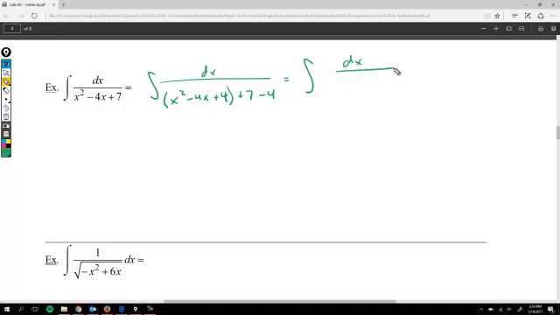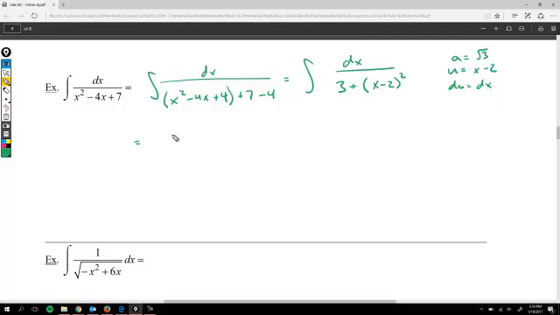So I end up with dx, and 7 minus 4 is 3, and then x squared minus 4x plus 4 factors to x minus 2 squared. So in this case, a is the square root of 3, because the square root of 3 squared is 3, and u is x minus 2. That means that du is still dx.